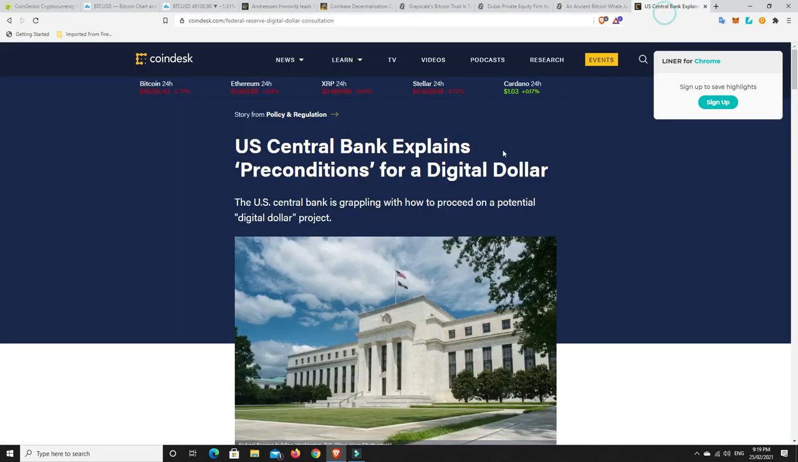All right, last but not least, US Central Bank explains preconditions for a digital dollar. So they are looking at the digital dollar. My personal opinion on this is I think they should just go with USDC. It's already there, it's already working. But it being based on Ethereum, the Ethereum gas fees are something they would need to consider. USDC is also on some other chains though, which may help with that. And hopefully Ethereum gets some layer two scaling stuff sorted much sooner rather than later.